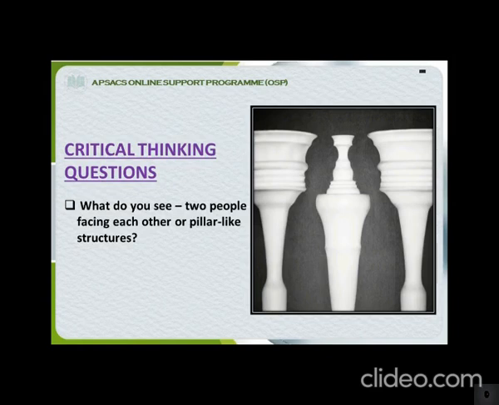Okay students, before starting our lesson, I want to show you a picture. Tell me, what do you see? Two people facing each other or pillar-like structures? Very confusing, isn't it? What you perceive as the contents of this image depends on whether your eyes try to derive meaning out of the lighter portion of the image or the darker one. This is an example of an optical illusion.